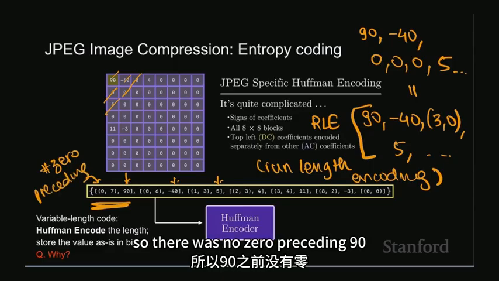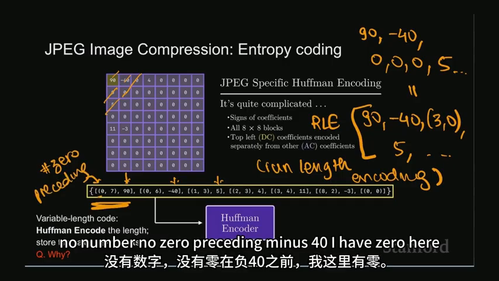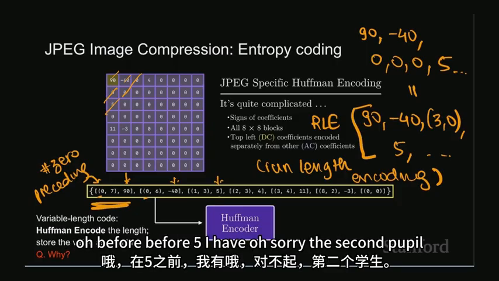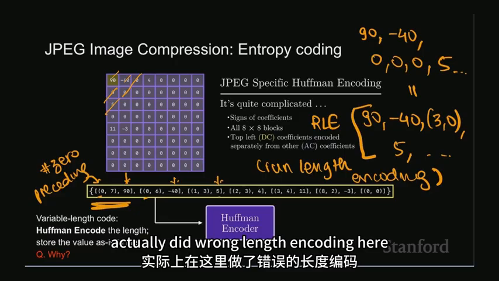So there was no 0 preceding 90, so my first number is 0 here. No 0 preceding minus 40, I have 0 here. Oh, before 5 I have, oh sorry, the second tuple. No wait, yeah. Did I do something? Oh yeah, sorry. I actually did wrong run length encoding here.